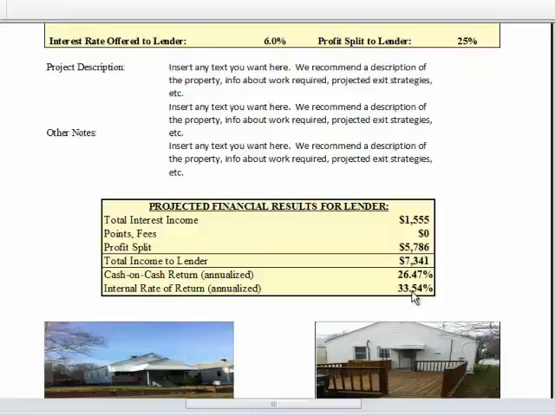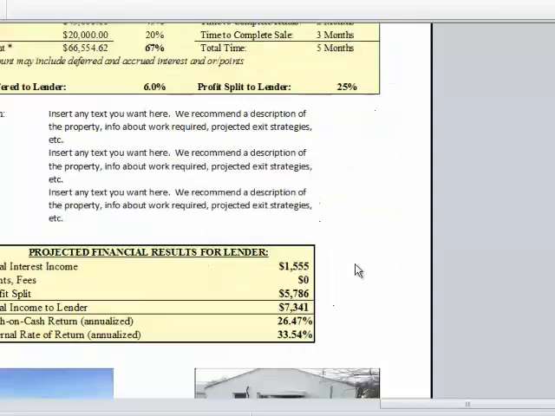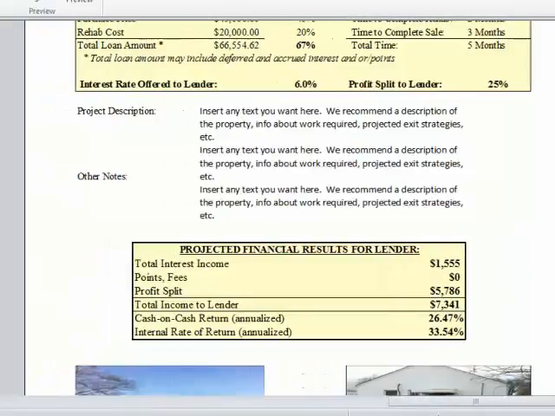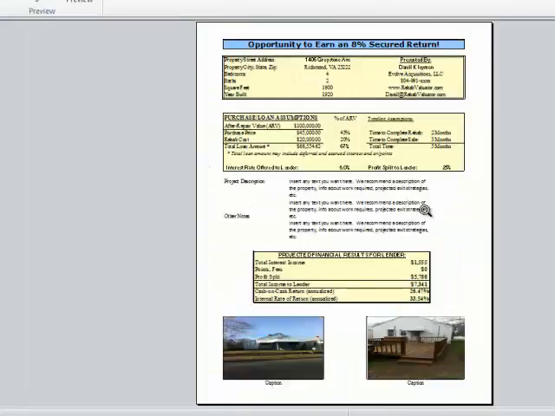I mean, this is huge, and you're still making great money on this flip. And again, if you can get away with paying your private lender 6, 7, 8% flat, great.